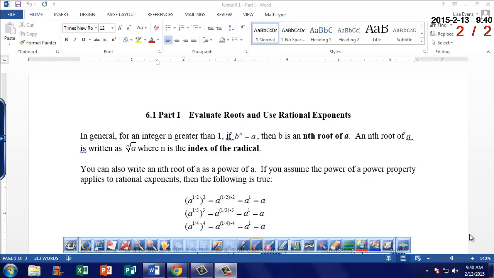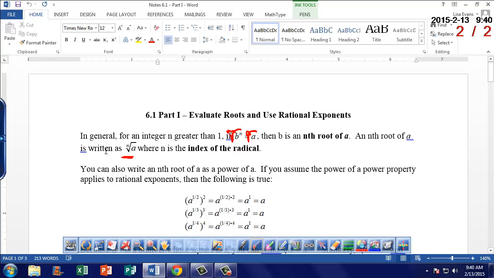In general, for an integer n greater than 1, if b to the n equals a, then b is considered to be the nth root of a. So what happens is if we look at this and we wanted to get b all by itself, we would have to nth root both sides because we don't know if that's a squared. If it was a squared, we square root. If it was a 3, we would cube root both sides. So that's where this comes in. n is the index of the radical.